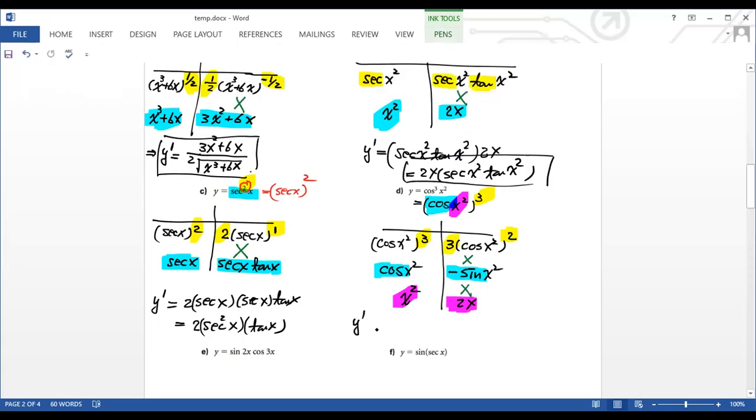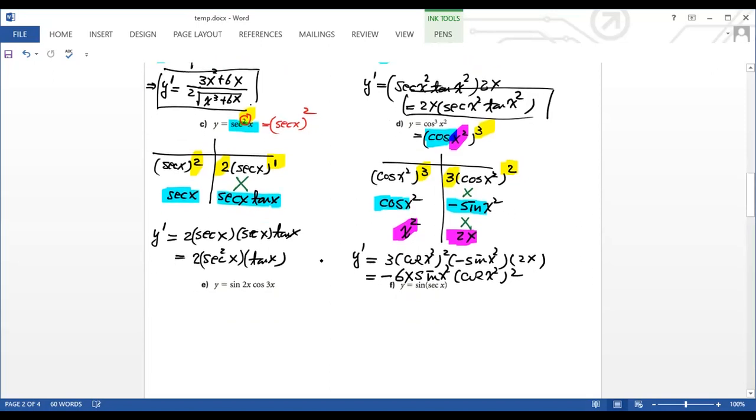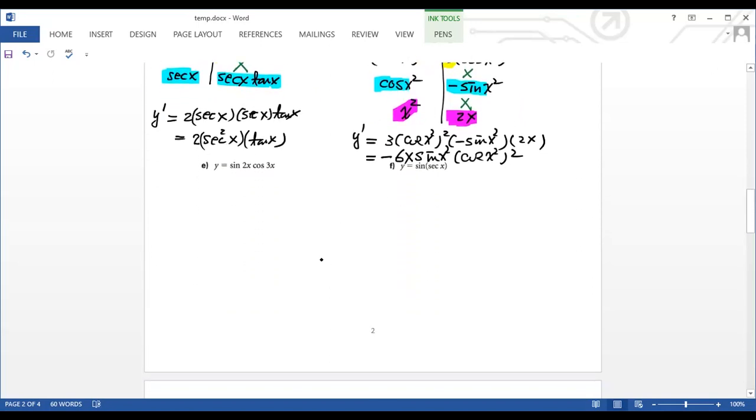So y prime will just be equal to 3 times cosine x squared, squared, times negative sine x squared, times 2x, right? If you want to rearrange and combine it a little bit, it will be equal to negative 6, move the x to the front. If you want, you can move the sine x squared here. Then here, this is cosine x squared to the square, so you can write that. Okay, now, the next one.